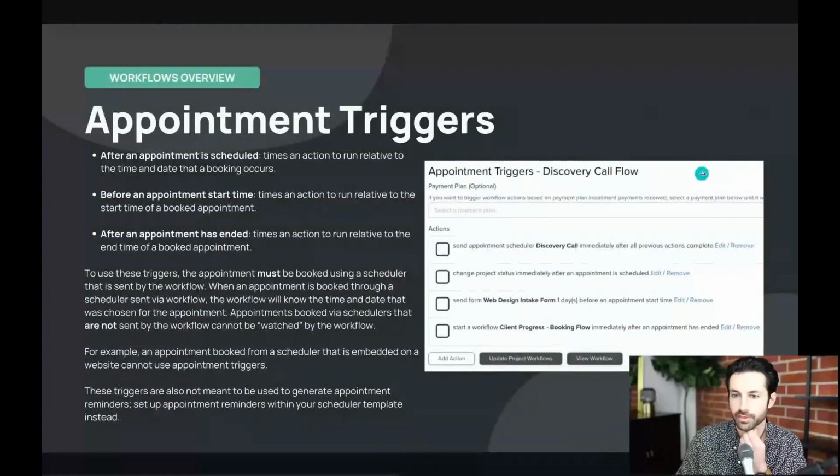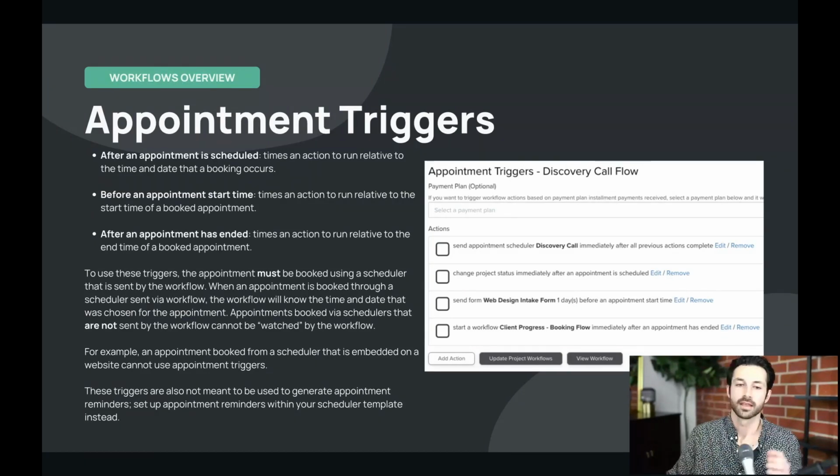So we've got three different options for our appointment triggers. And we have after an appointment is scheduled, which is going to be looking specifically at when that booking occurs, right? So not looking at the actual appointment date and time. It's looking at when that client, or you on their behalf, booked that appointment. Then we have before an appointment start time, which is looking at obviously the start time of that booked appointment. And we have after an appointment is ended, looking at when that appointment actually ends, right?